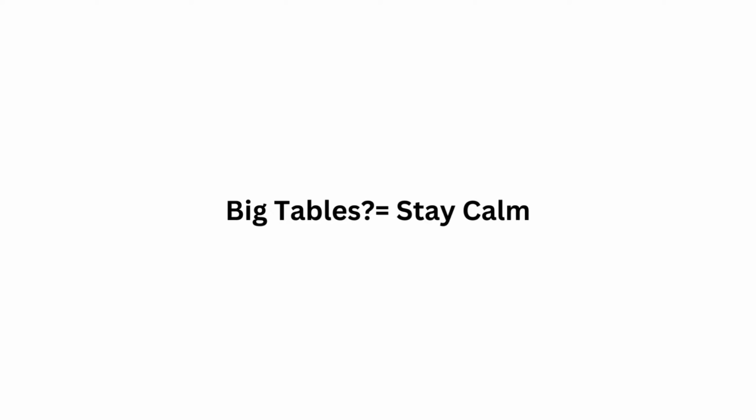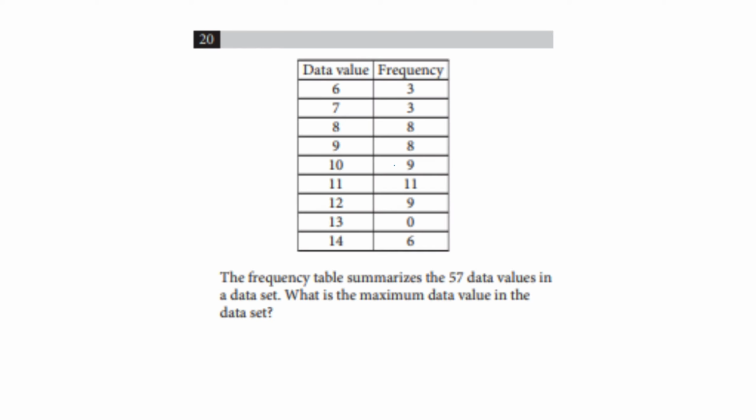So if you see big tables on the SAT section, most people go crazy. I used to be like this. I used to be like, "Oh my gosh, it's a big table. Am I going to struggle with this question?" But what you need to keep in mind is to stay calm. In this case, they give you a table. It seems a little intimidating at first because you see a lot of numbers. And the question just asks: the frequency table summarizes the 57 data values in a data set. What is the maximum data value in the data set?